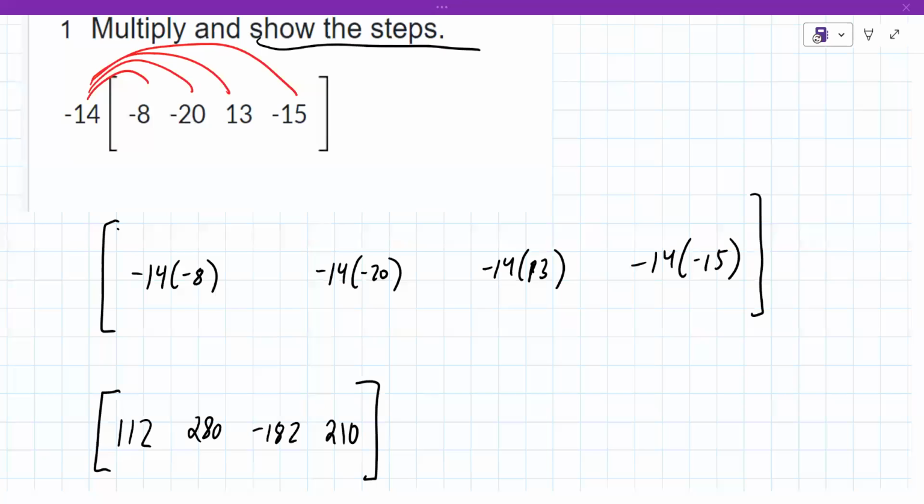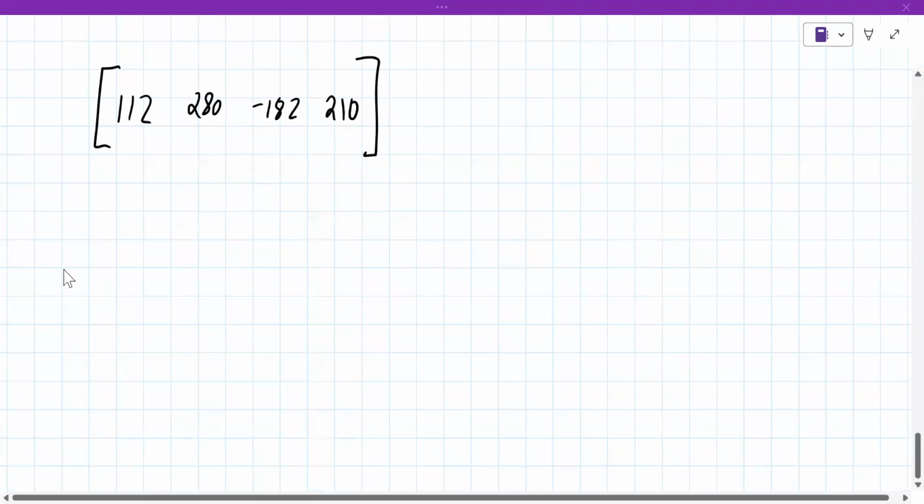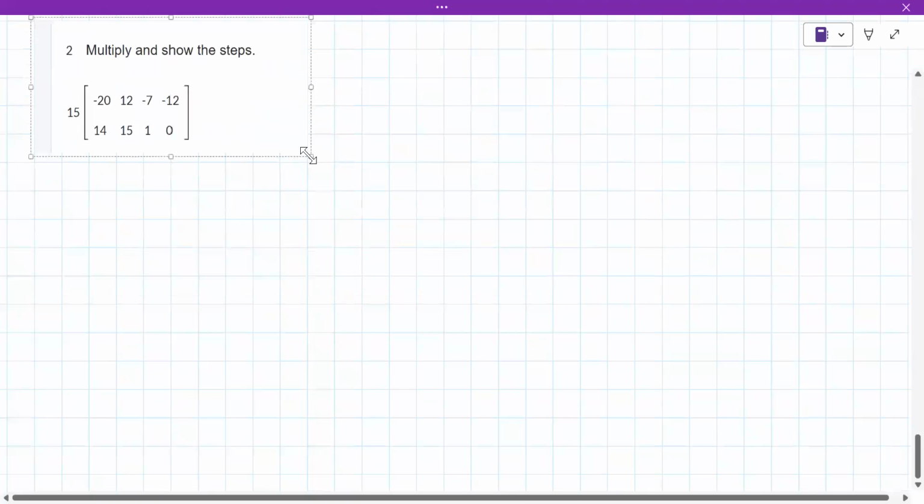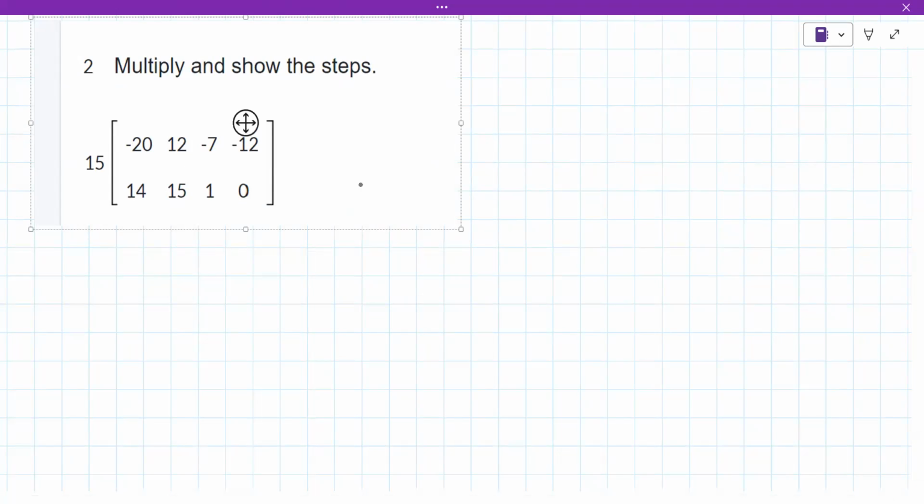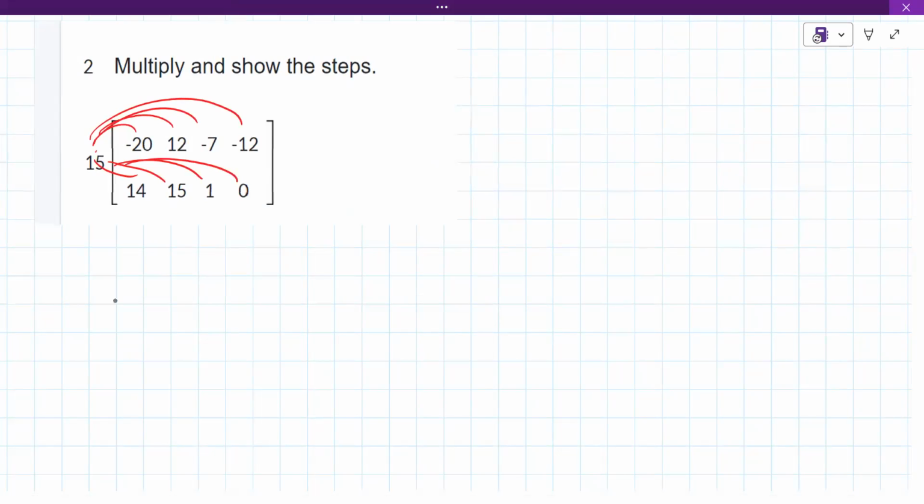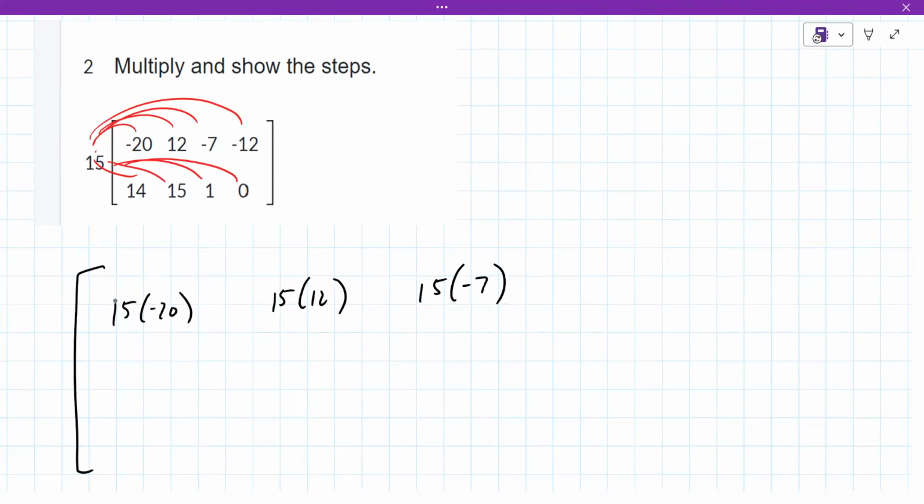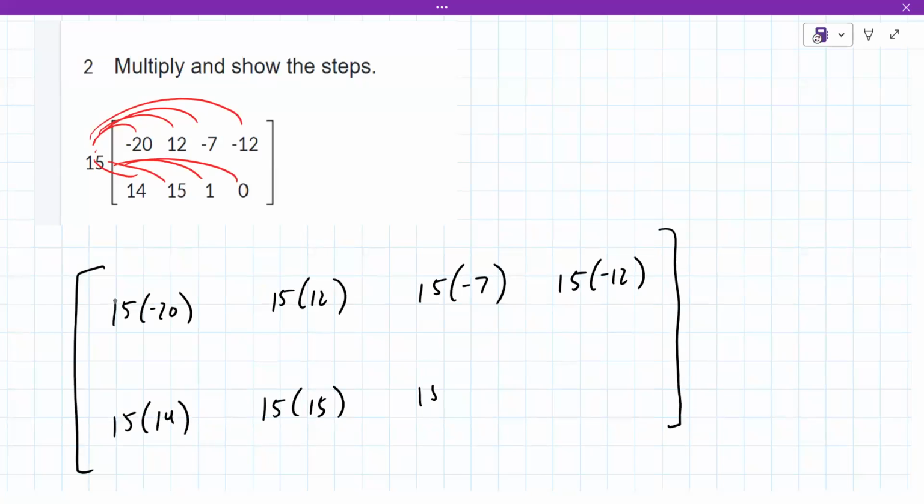So number 2 here. Number 2 is really, really similar. Again, unfortunately, you've got to show the step, which means literally showing. You have to literally show multiplying each of these by that number. Okay. So you want to give yourself plenty of room here. 15 times negative 20, 15 times 12, 15 times negative 7, 15 times negative 12, 15 times 14, 15 times 15, 15 times 1, 15 times 0.